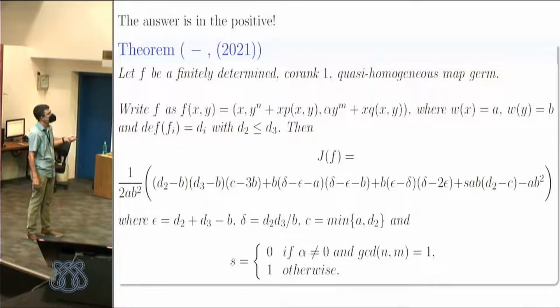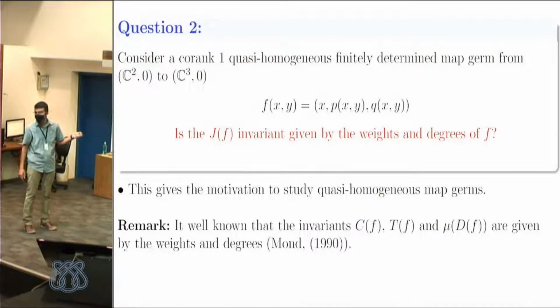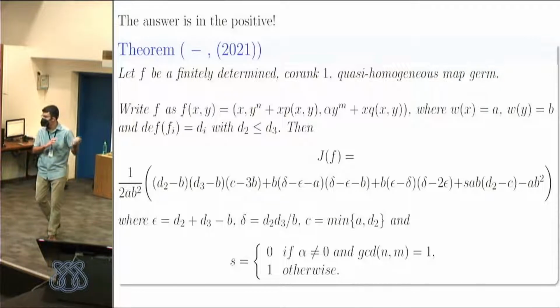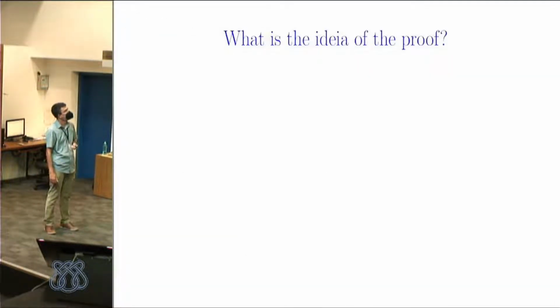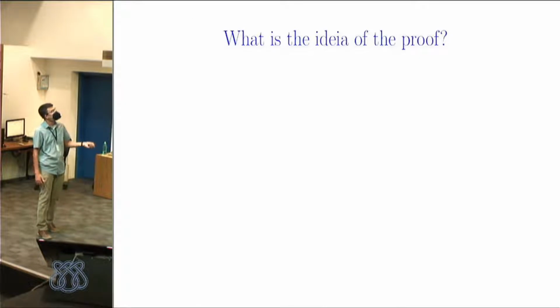Here, there is something strange because this is another letter which does not appear in the description of C, T and the mu number of DF. This is an index X, which assumes two values, 0 and 1. And I will explain this later, okay? Okay, before understanding this formula, or saying something about it, what is the idea of the proof?